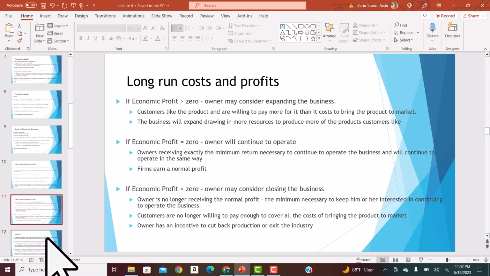Now, if economic profit is less than zero, then at that point the business will consider closing down, because right now they're making losses. Their explicit and implicit costs are greater than the revenue they're generating. So the owner is no longer receiving the normal profit. Customers no longer want to pay the high price enough to cover all their costs. So the owner has no incentive. They cut back production or they exit the industry.